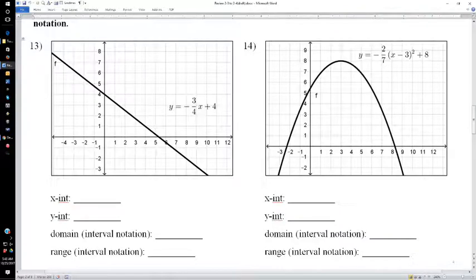Alright, this is question 13. 13, 14, I think 15 and 16 just ask for the x-intercepts, the y-intercepts, and the domain and range in interval notation.